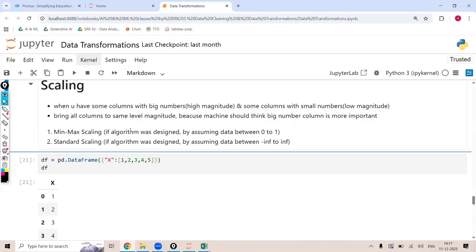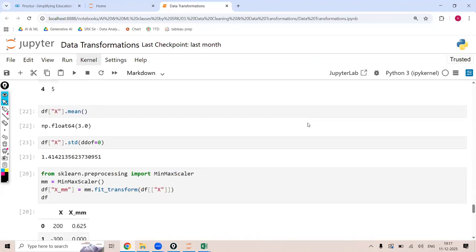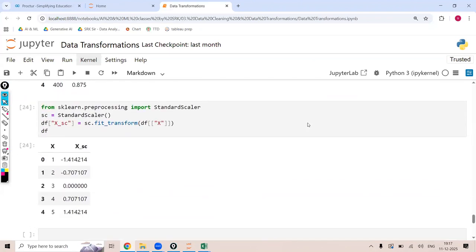scaler, if the algorithm was designed by assuming the data 0 to 1. For example, guys, you want to design one bike. You want to start from scratch. Now in that bike, how many people have to sit? What is the weight? If 2 people are sitting, or 3, according to you, whatever is in your mind, how many people are going to sit and what is the weight? What is the average weight? Not exact weight, average weight.